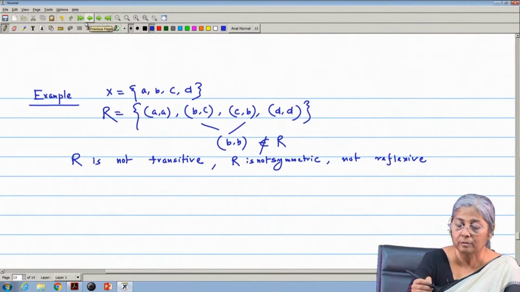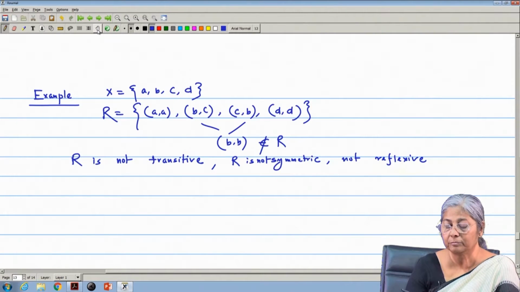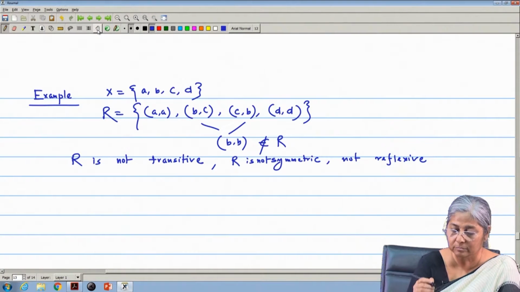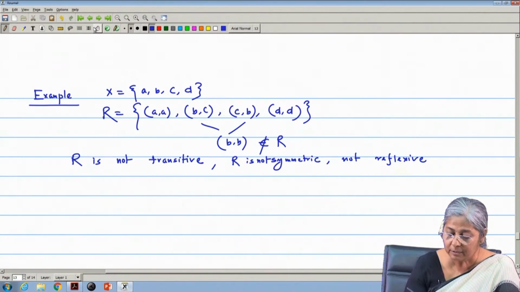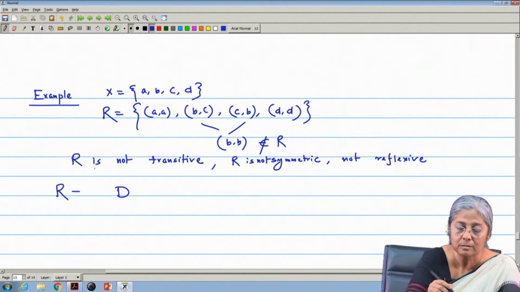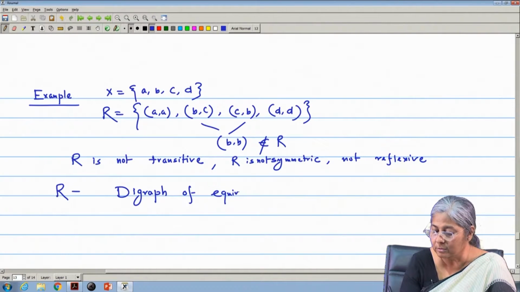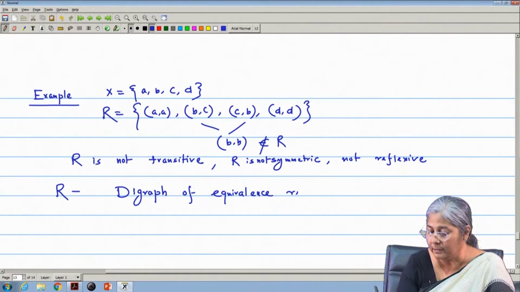Before we go to that, another property of an equivalence relation, one we must see when we look at the digraph. Say R is an equivalence relation, and I draw the digraph of the equivalence relation R.